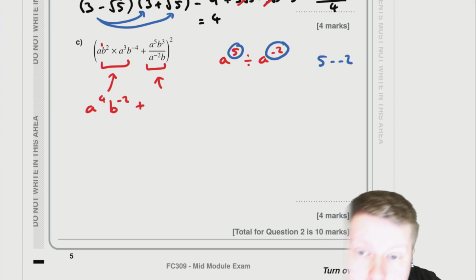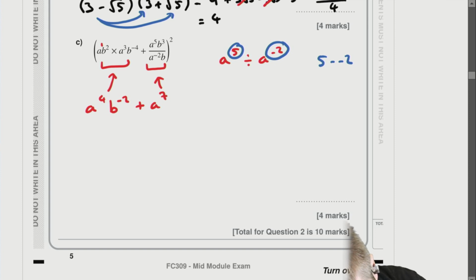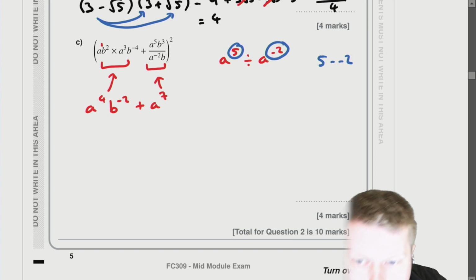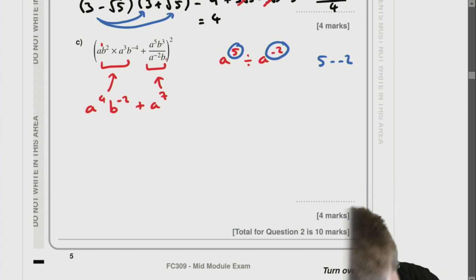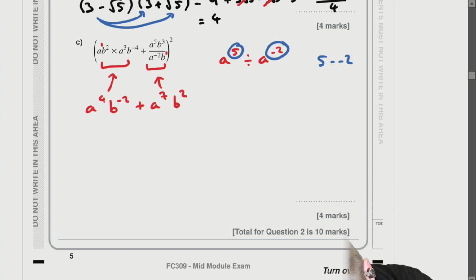So in other words, be careful of the double negative, because this should be equal to a to the power of 7. Then, if I take b cubed and I divide it by b to the power of 1, then I'm just going to subtract the powers to get b squared. Okay, so that's the thing which goes inside the brackets.